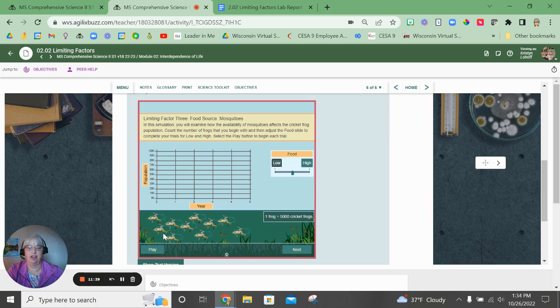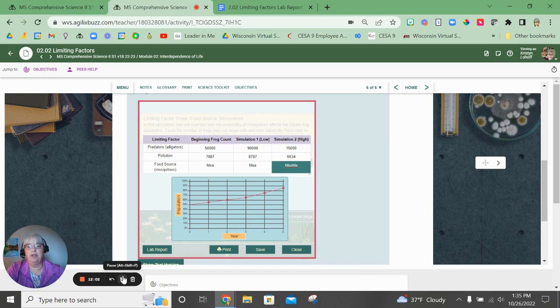Okay, so once again, you're going to count your beginning number of cricket frogs to use as a comparison after you adjust the limiting factors. You change the amount of food that's available to see and count or measure how many cricket frogs are there with low food availability or high food availability.